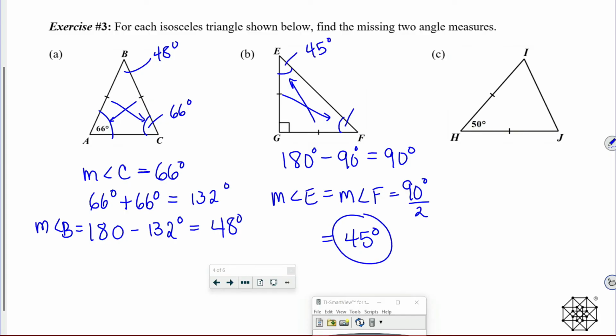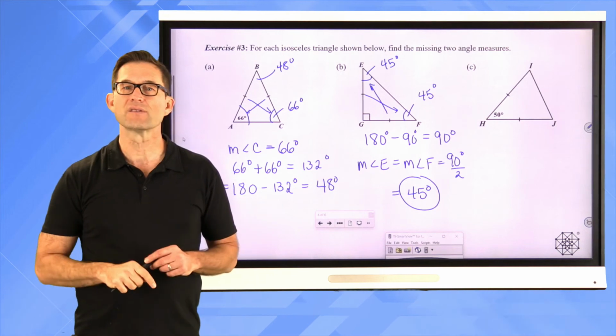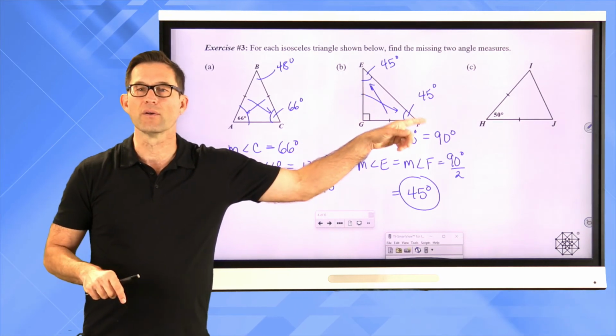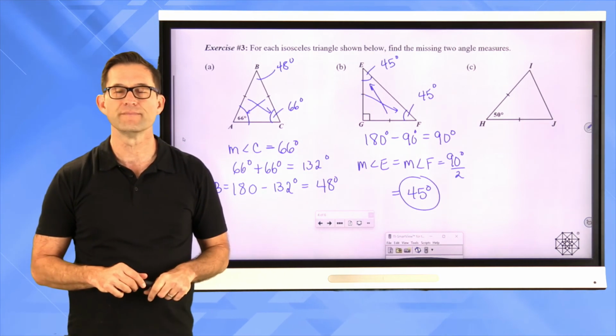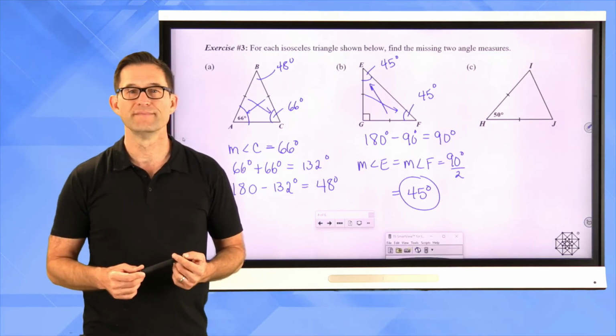All right, in an isosceles right triangle, a right triangle has a right angle and then two legs that are congruent. The two acute angles have to both measure 45 degrees. All right, what I'd like you to do is do letter C all on your own.